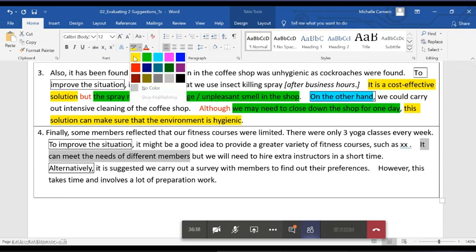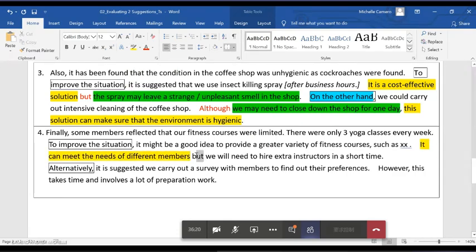You don't always have to give the advantage first, students. You can give the disadvantage first if you want to. All right, then they use the word but. It says we will need to hire extra instructors in a short time.